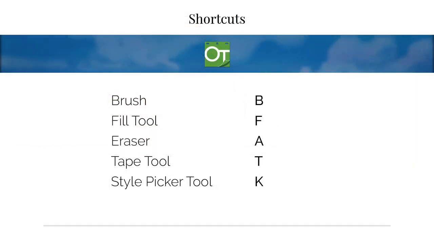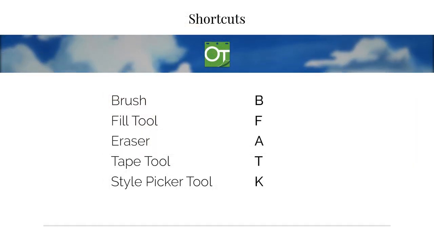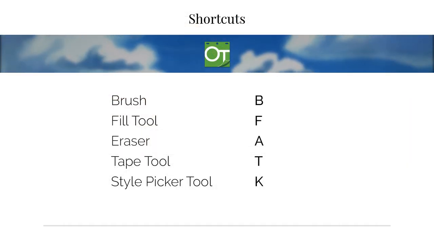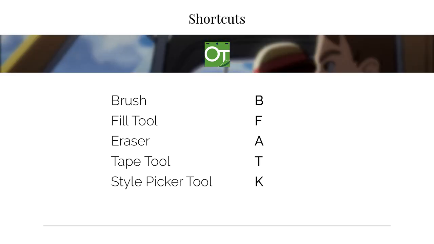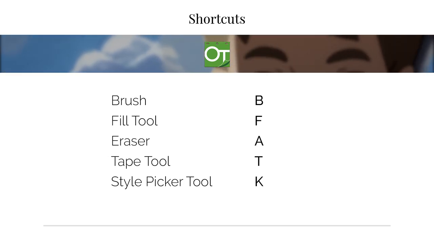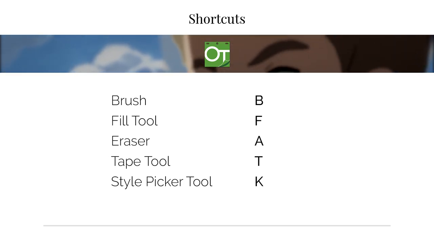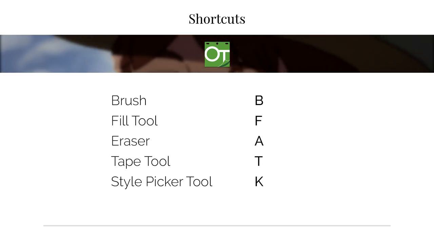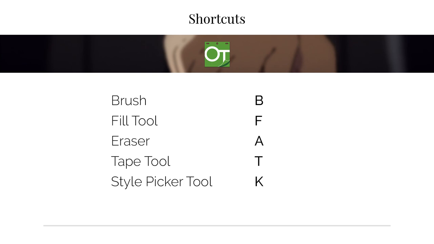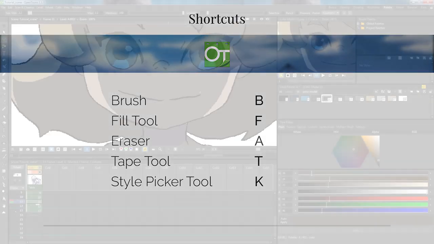There are also some shortcuts you can use to help us work faster. They are B for brush, F for fill tool, A for eraser, T for tape tool, and K for style picker tool. We can also set additional hotkeys or change existing ones by going to File, Configure Shortcuts. For example, I have added a shortcut for transparency check to get into and out of the mode faster. I have set this function on F1.